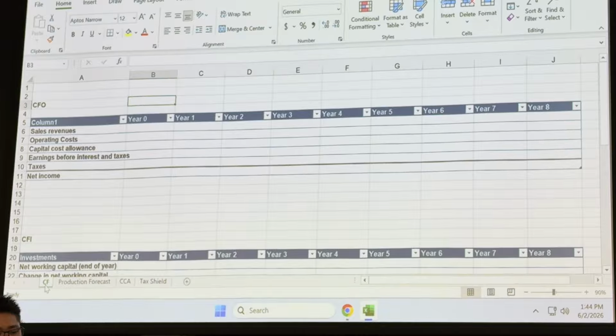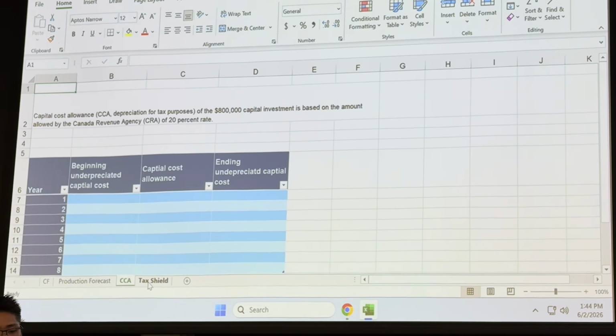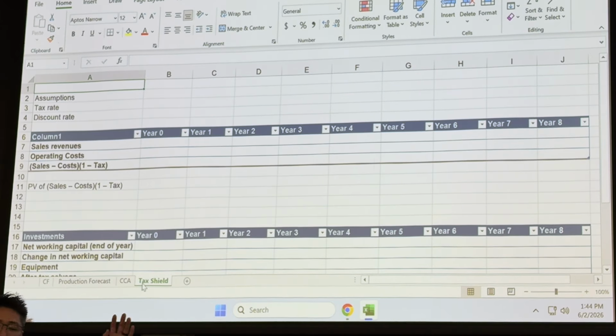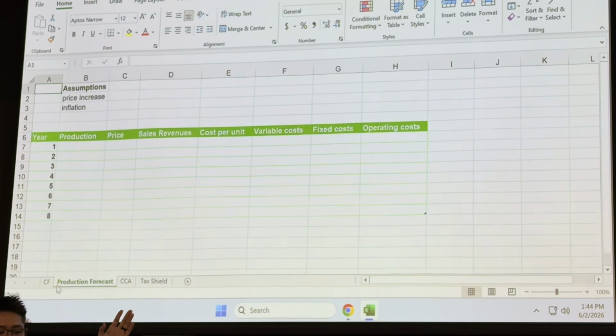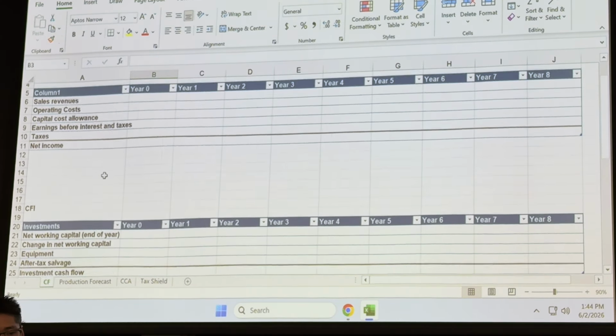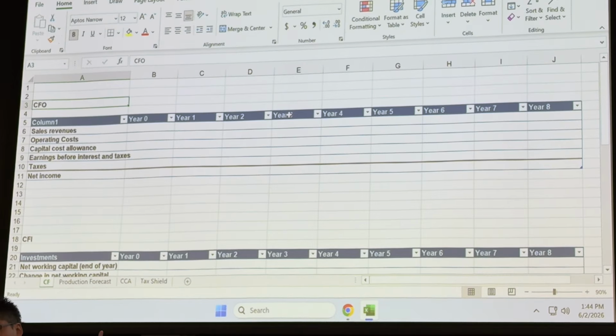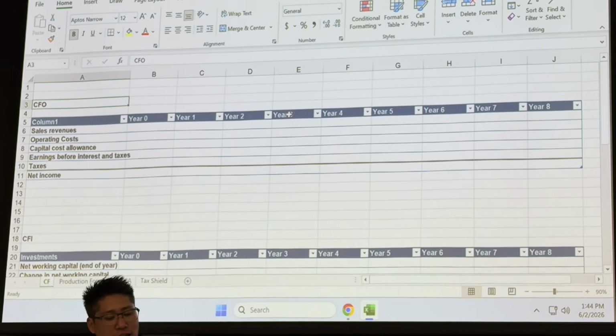Okay, a couple of things before we start. There are a couple tabs here. We have the cash flow tab, we have the production forecast, we have the CCA table, and there's the tax shield. I talked about the tax shield on Thursday. For today, I'm only going to talk about the cash flow, production forecast, and CCA. For the cash flow tab, I apologize here. In my lecture slides, I use the word OCF, operating cash flow. I don't know why I put CFO here. Some people use CFO, OCF, but it's the same thing: cash flow from operations or operating cash flow.